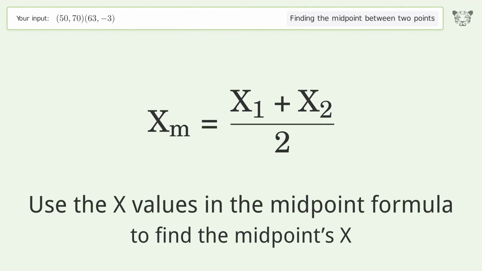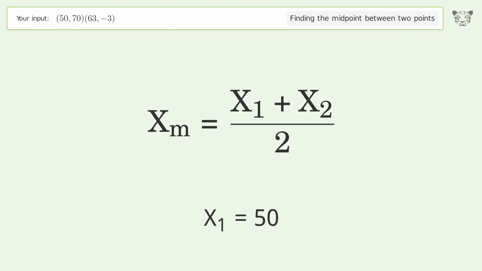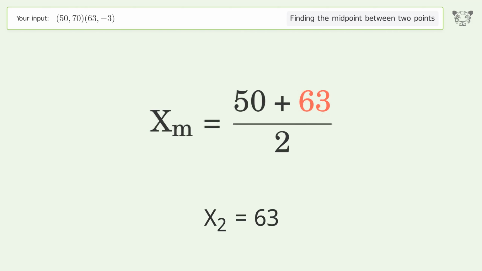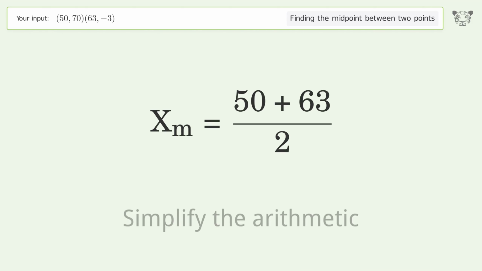Use the x values in the midpoint formula to find the midpoint's x. x1 equals 50. x2 equals 63. Simplify the arithmetic.